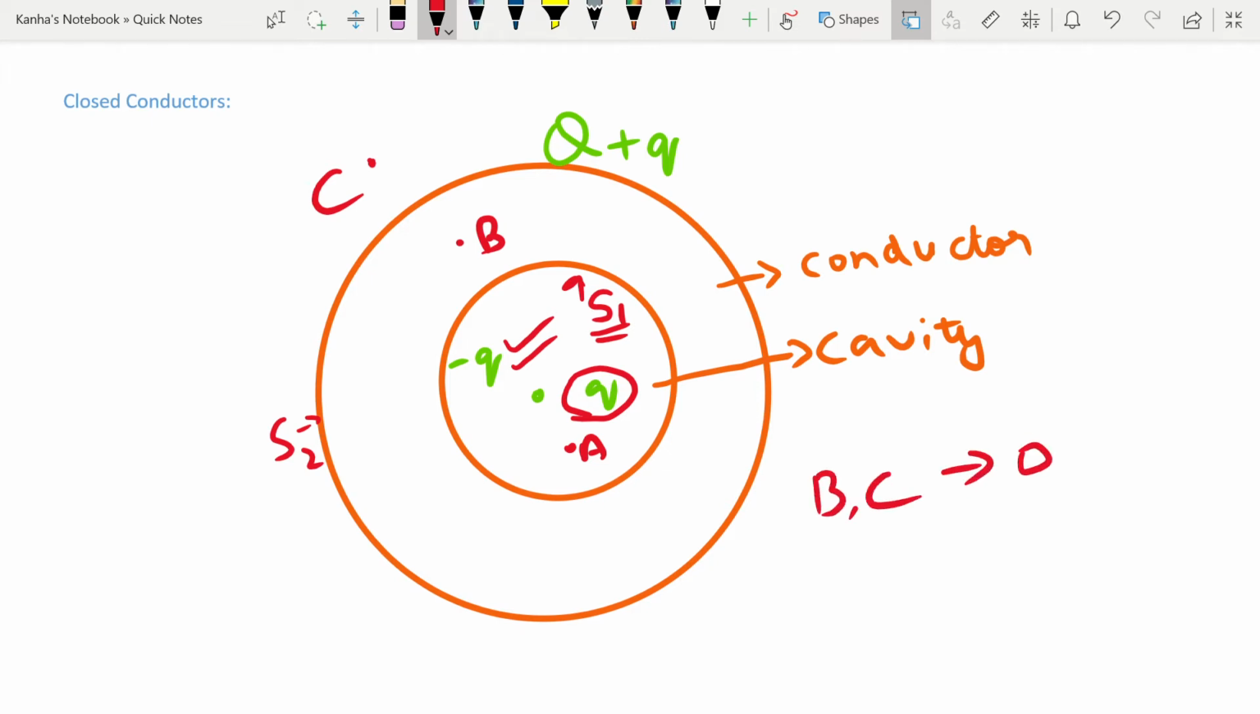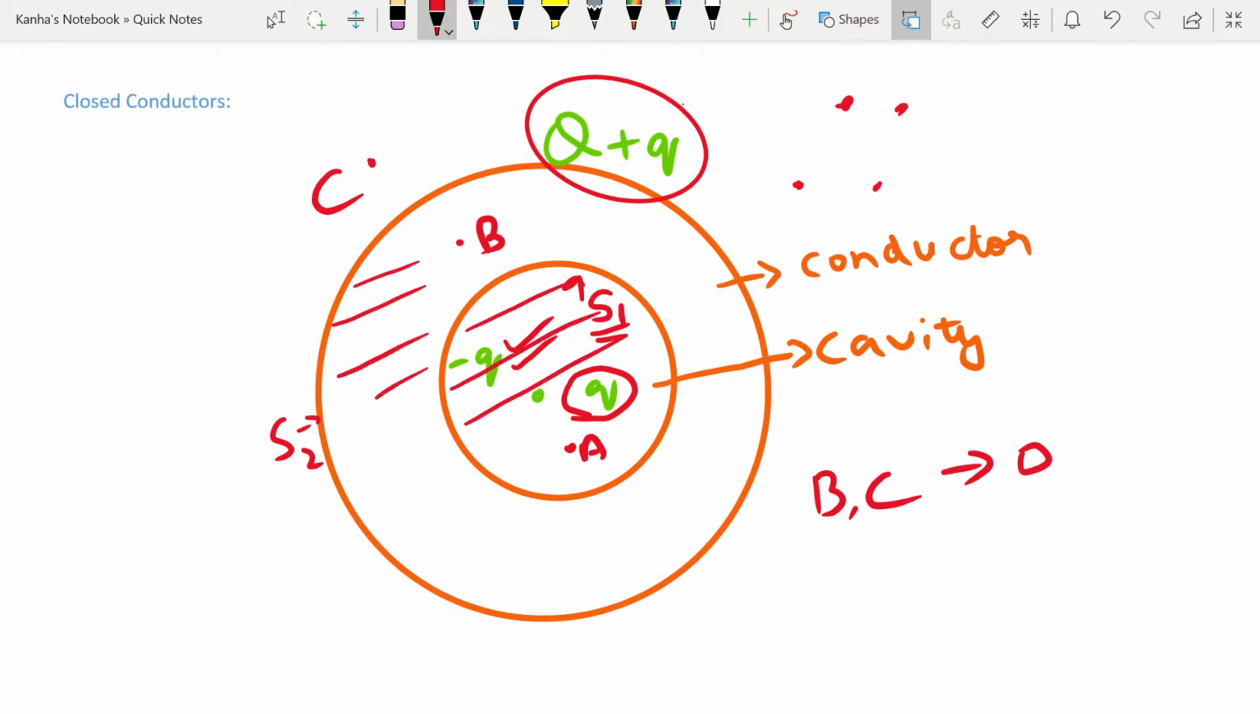Now the resultant field due to the charges on the outer surface, which is Q plus q, and any other charge outside S2, for example, there are more charges present here, the resultant field due to all these charges at any point inside the surface S2 is 0. So in this entire system, including the cavity, the electrical field due to any charge on this outer surface or outside the system is 0.